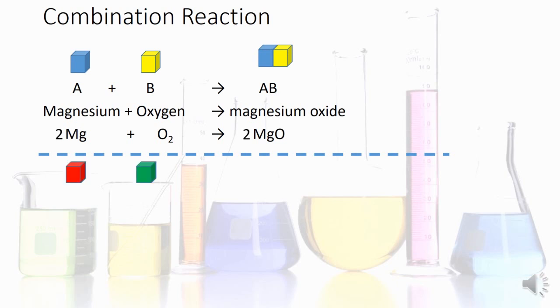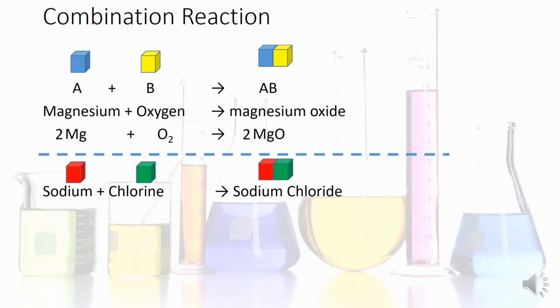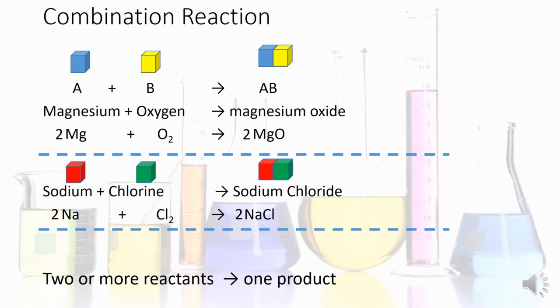Another reaction where two reactants combine together to form one product: sodium reacting with chlorine to form sodium chloride. We can balance the equation. So to summarize, two or more reactants combine together to form one product.